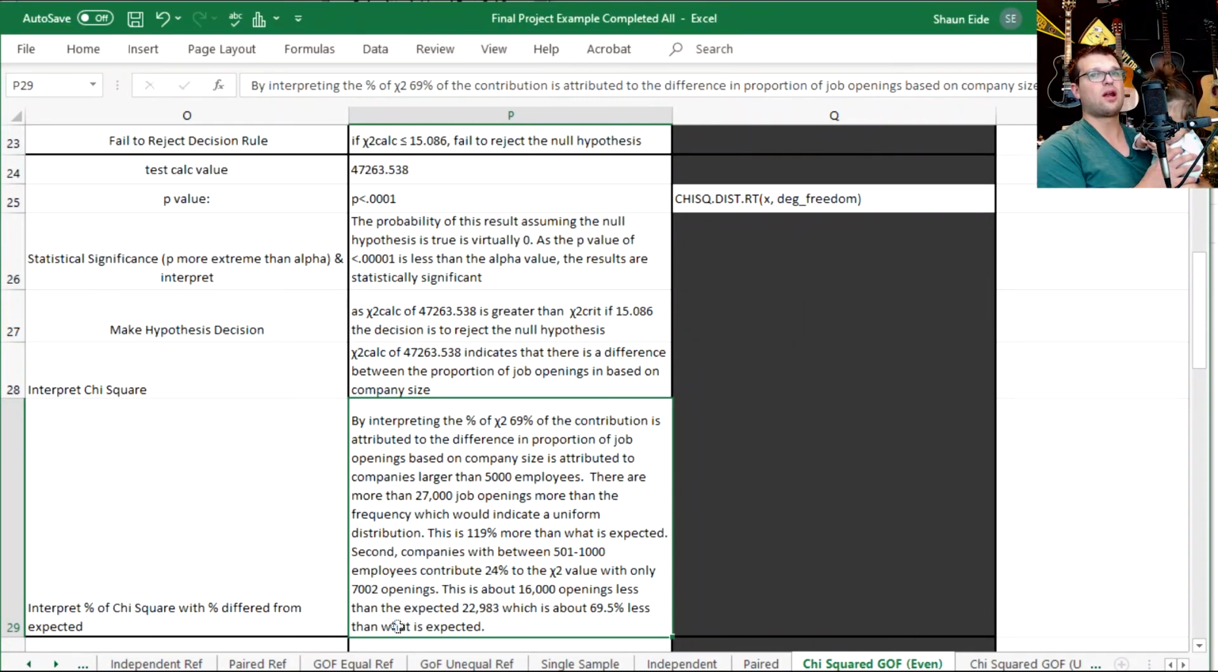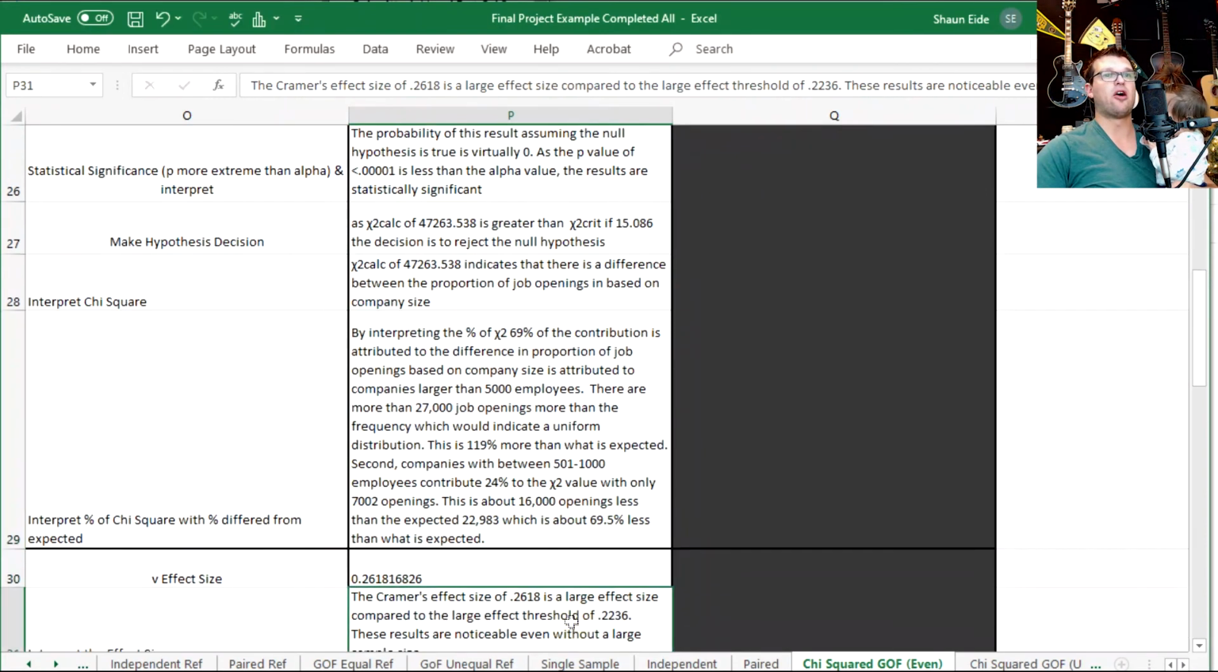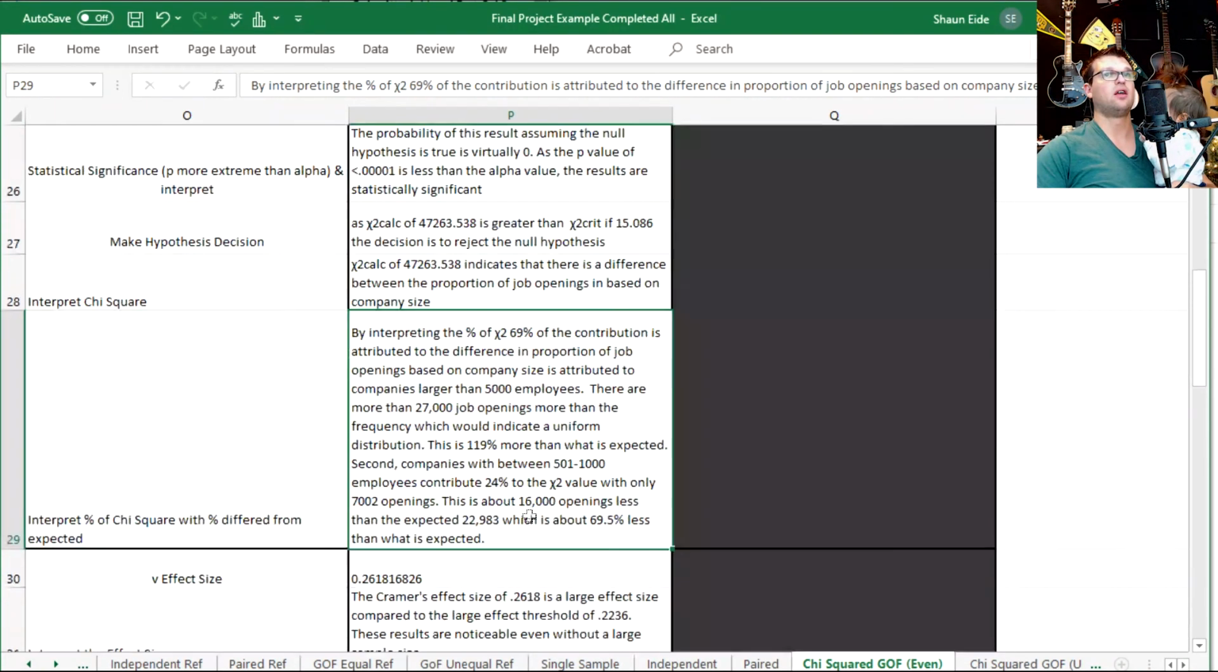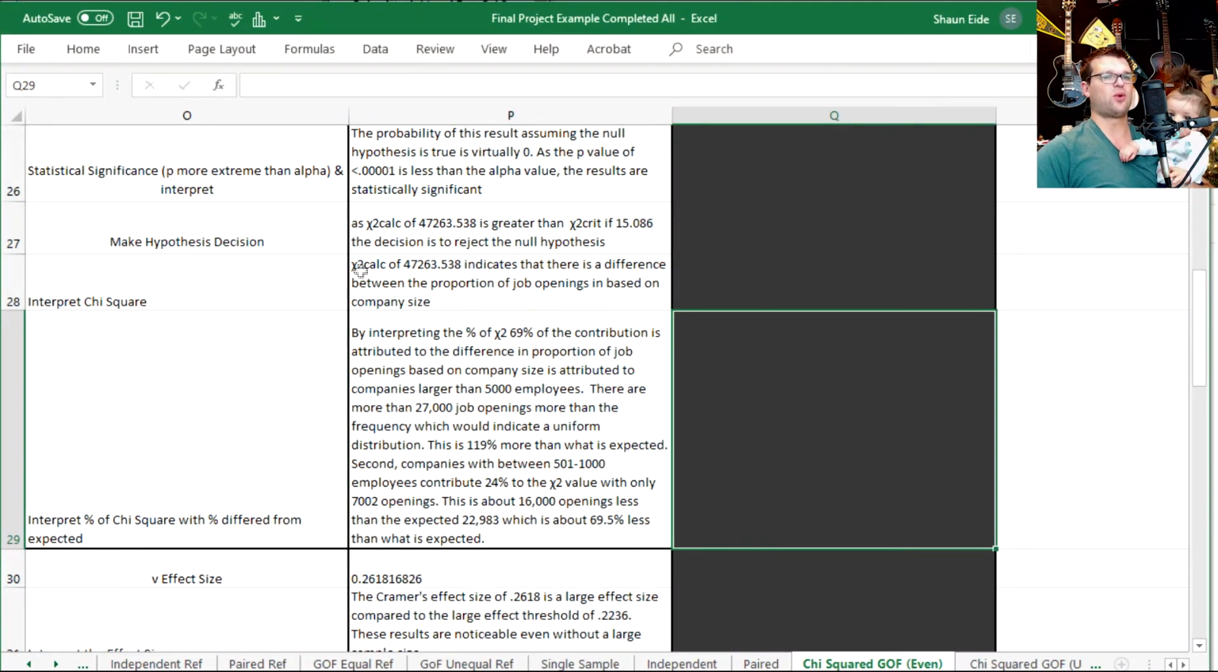Notice that I put the actual number of openings that they differ, or the frequency that they differ by. So the 16,000, I put the frequency that they differ by, the expected, and how much it differs by. And this square right here is so important. Without that, the chi-squared value means really nothing.